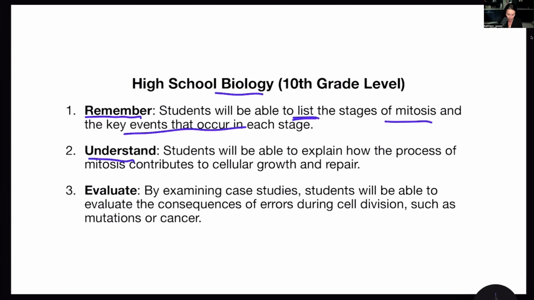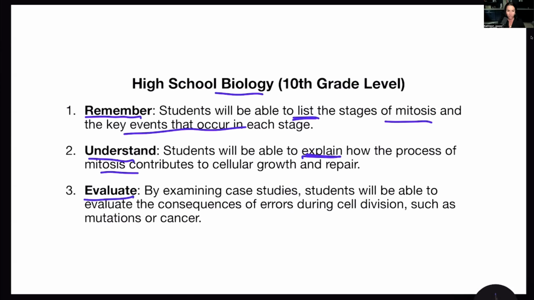Number 2, understand. Students will be able to explain, again, explanation, how the process of mitosis contributes to cellular growth. So you might say, all right, how does mitosis contribute to cellular growth? And the kids raise their hands and you have students explain that. Maybe somebody follows up. That means they're understanding it. That means they're able to communicate what the process is.